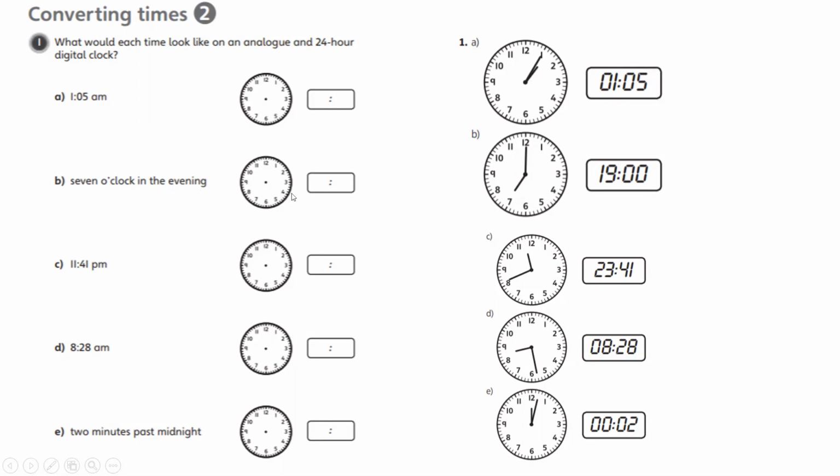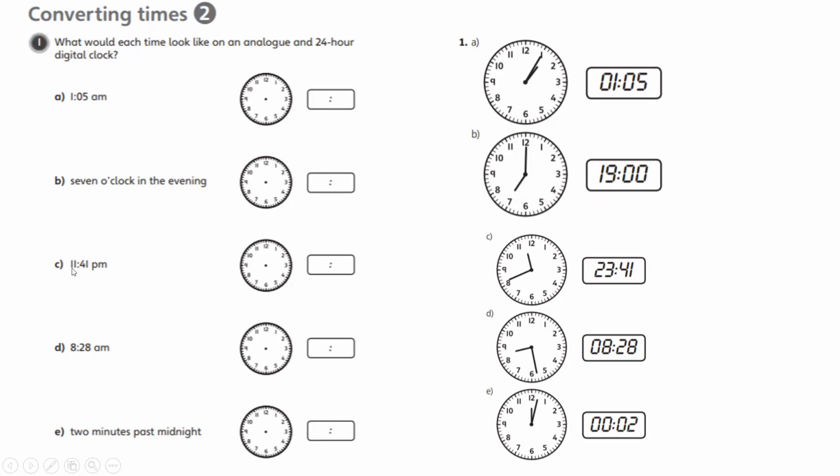Right, I'm going to put that on the analog clock first. So here we know it's 7, so the hour is 7, and o'clock is the minute hand on the 12. 7 o'clock, but it's in the evening. So we're going to do 7 plus 12, and it's 19:00. The minutes are 00, and the hours are 19.